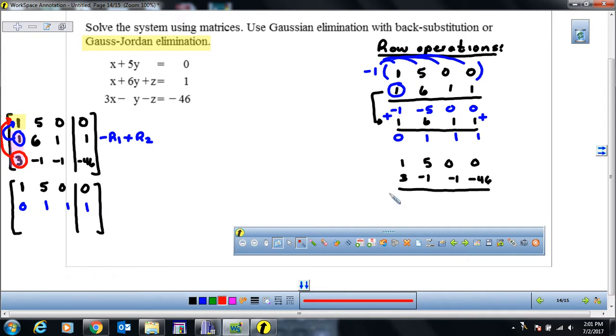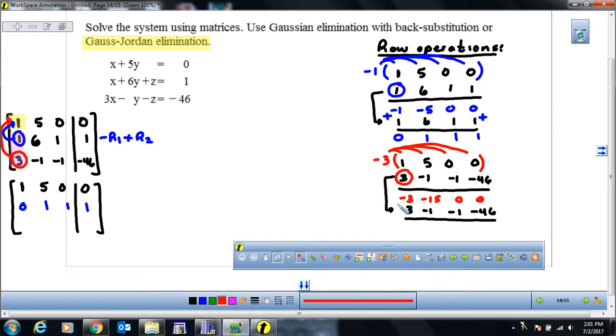So if I want to make that 3 into a 0, what I need to do first is multiply this equation by the opposite, which is a negative 3, so that they can cancel. So we multiply a negative 3 times all the values in this row. So that's going to be a negative 3, negative 15, 0, and 0. And then we need to add them to this row: 3, negative 1, negative 46.